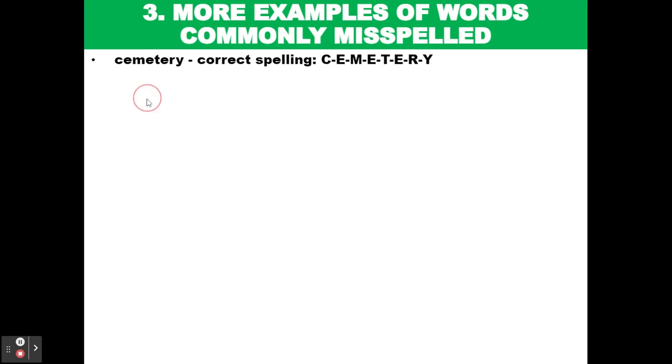Cemetery, symmetry. Then we have the word parallel. Parallel has one R and double L. So if you omit one L, then you misspell it. If you double the R, you also misspell it.